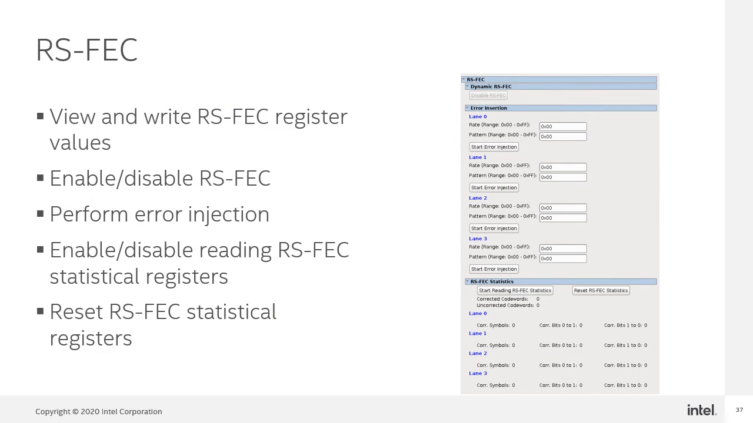The RSFEC section gives you access to the Reed-Solomon forward error correction logic registers for control and status information. Here you can dynamically enable and disable the FEC. You can inject errors into the lanes to investigate their recovery. And you can start, stop, and reset the RSFEC statistics counters as well. For example, you can see the number of corrected code words and uncorrected code words. This lets you see how well your system is handling the transmission and potentially noisy channels.